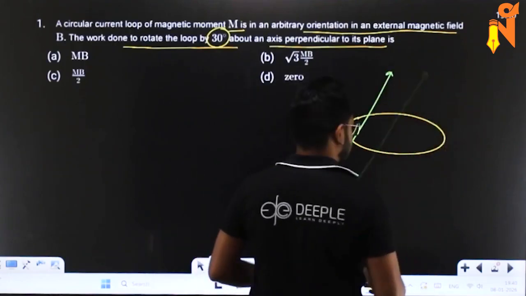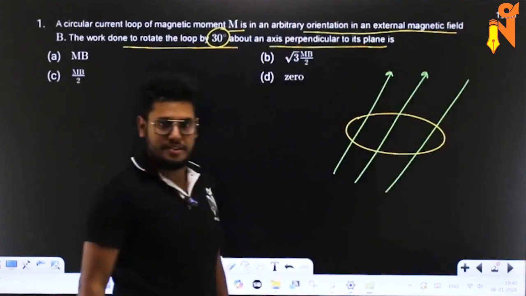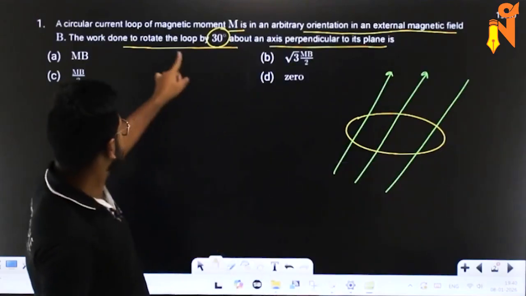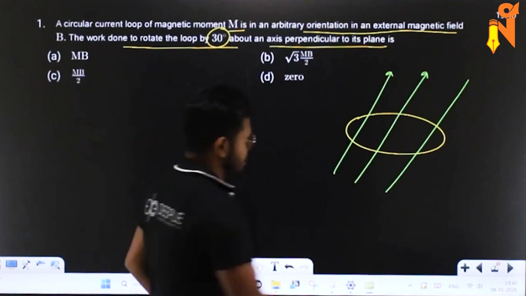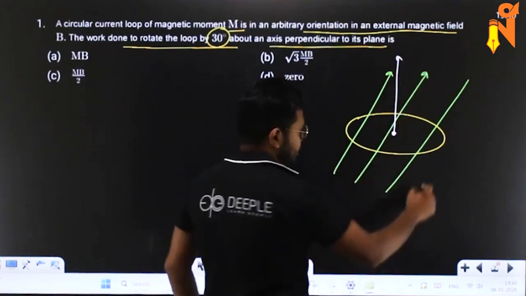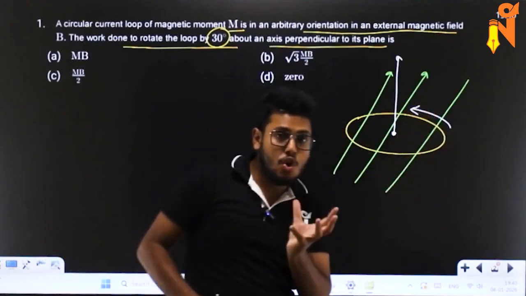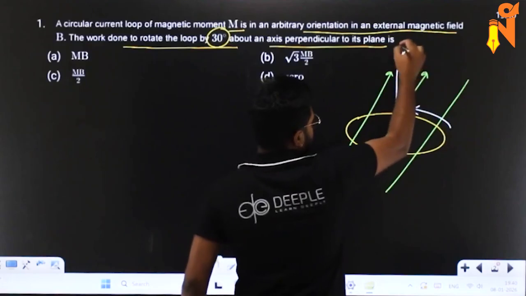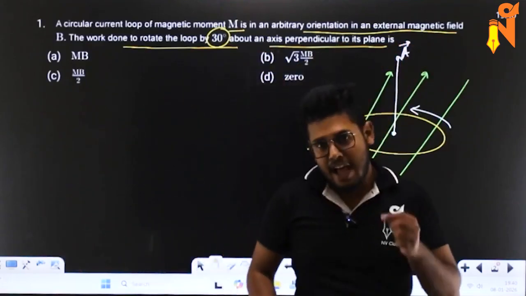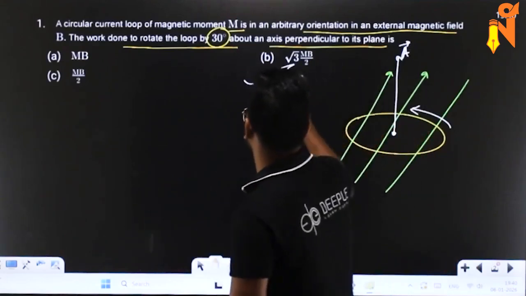Oh, that will become perpendicular, right? I don't think so. Fine, let it be like this. Now if I look at the axis they're talking about, an axis which is perpendicular to the plane, perpendicular to the plane means this axis. So about the axis, if this thing rotates, the rotation will be like this. Now if you look at it, the area vector is not doing any kind of rotation with the magnetic field, and in that scenario there is no work done, so work done is 0.